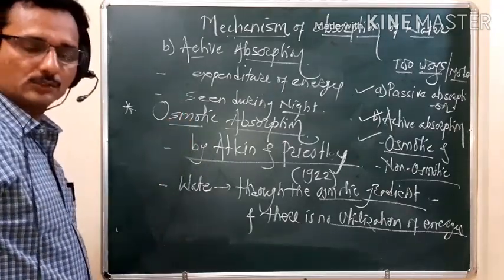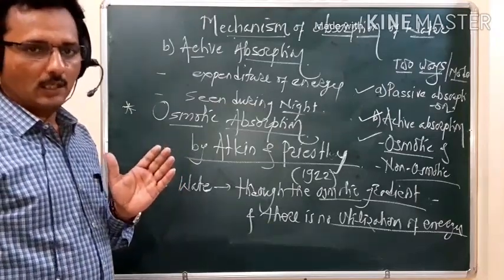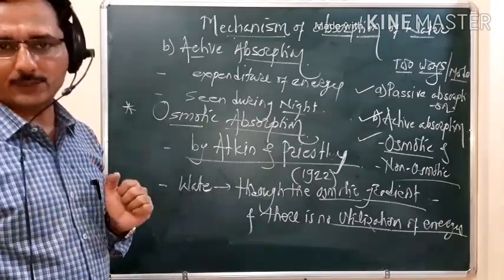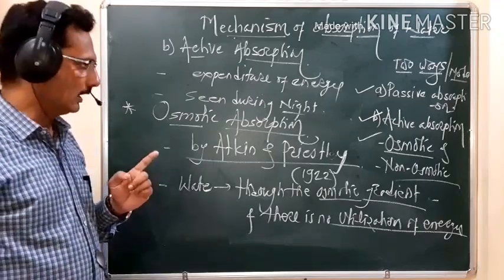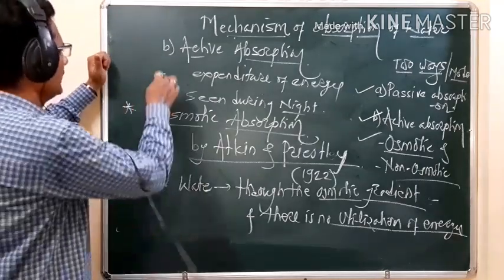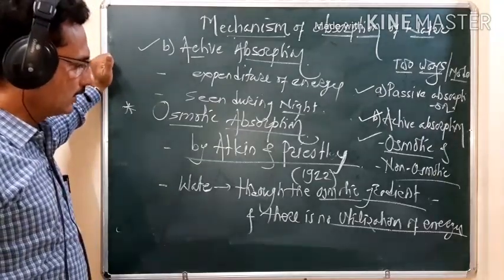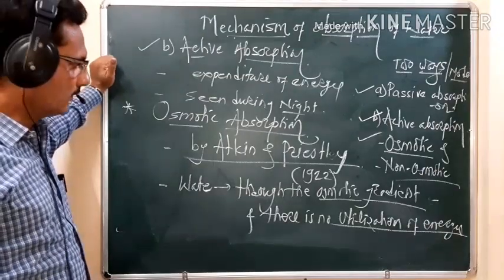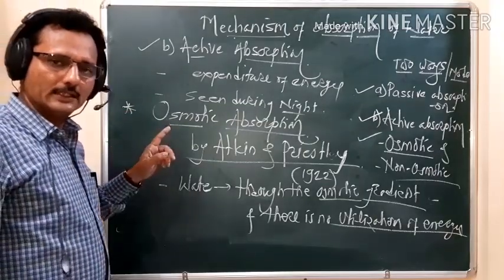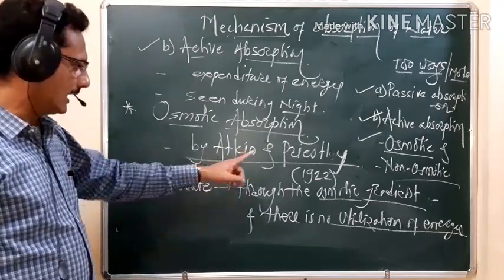It is seen during night time because during the night time there is no transpiration and the stomata are closed. So the plant utilizes the energy released during respiration. Remember, that energy is utilized for the absorption of water, and that type of absorption is called active absorption. Here there are two types of active absorption. The first one is the osmotic absorption, given by the scientists Atkin and Priestley in 1922.